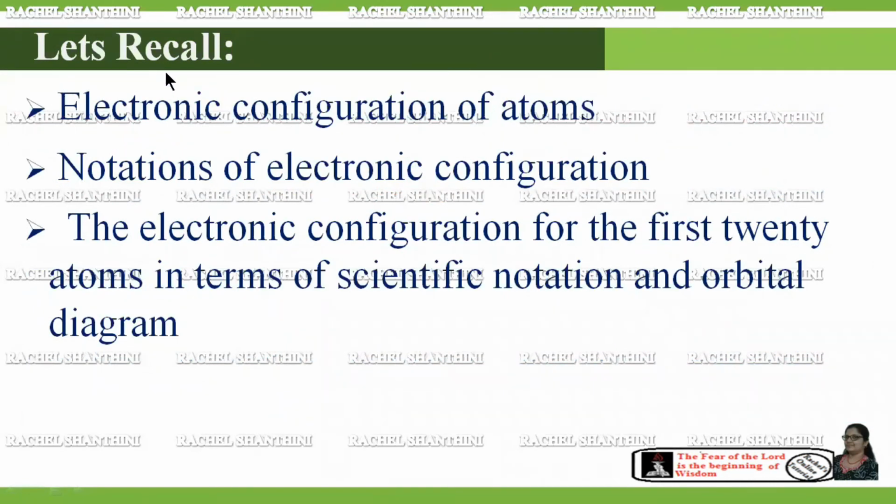Students, let's recall the topics that we have discussed in this session. We have discussed the electronic configuration of atoms, notations of electronic configuration, and we have discussed how to write the electronic configuration for the first 20 atoms in terms of scientific notation and orbital diagram.